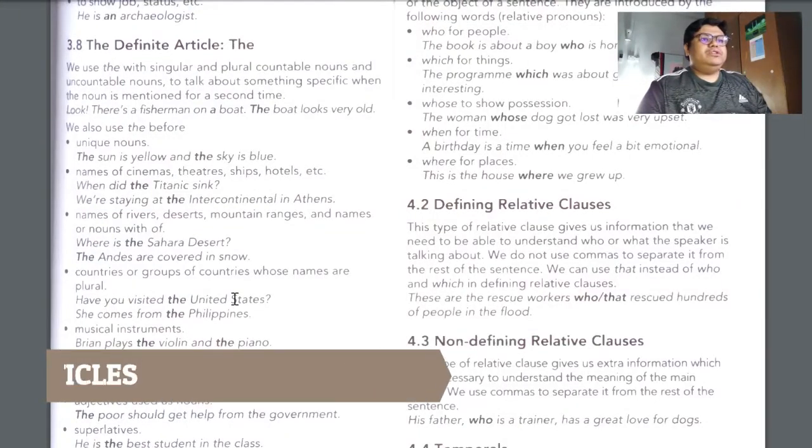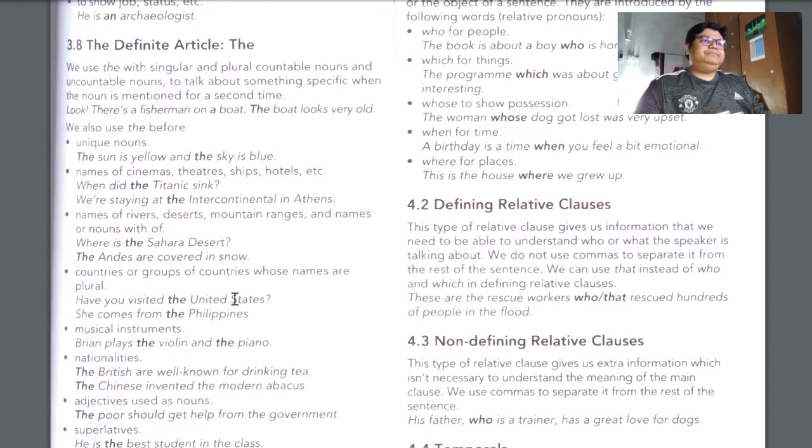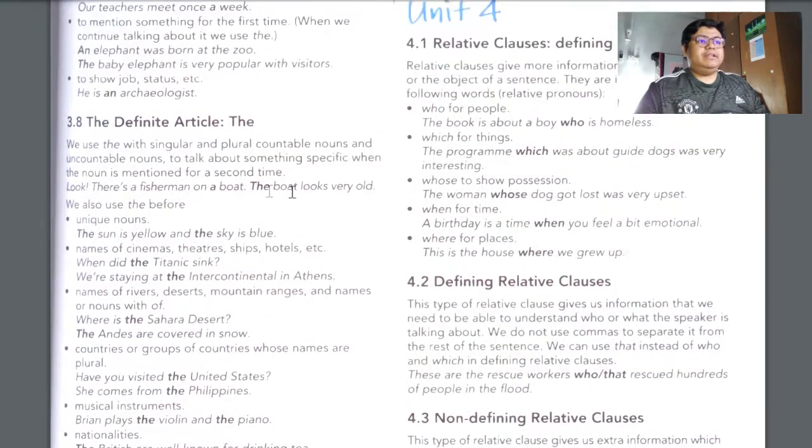So now we move on to definite article. So that definite article ni the. Okay, we use the with singular and plural countable nouns and uncountable nouns to talk about something specific when the noun is mentioned for the second time. Okay, contohnya, look, there's a fisherman on a boat. The boat looks very old. Contoh macam elephant, cerita elephant tadi itulah.